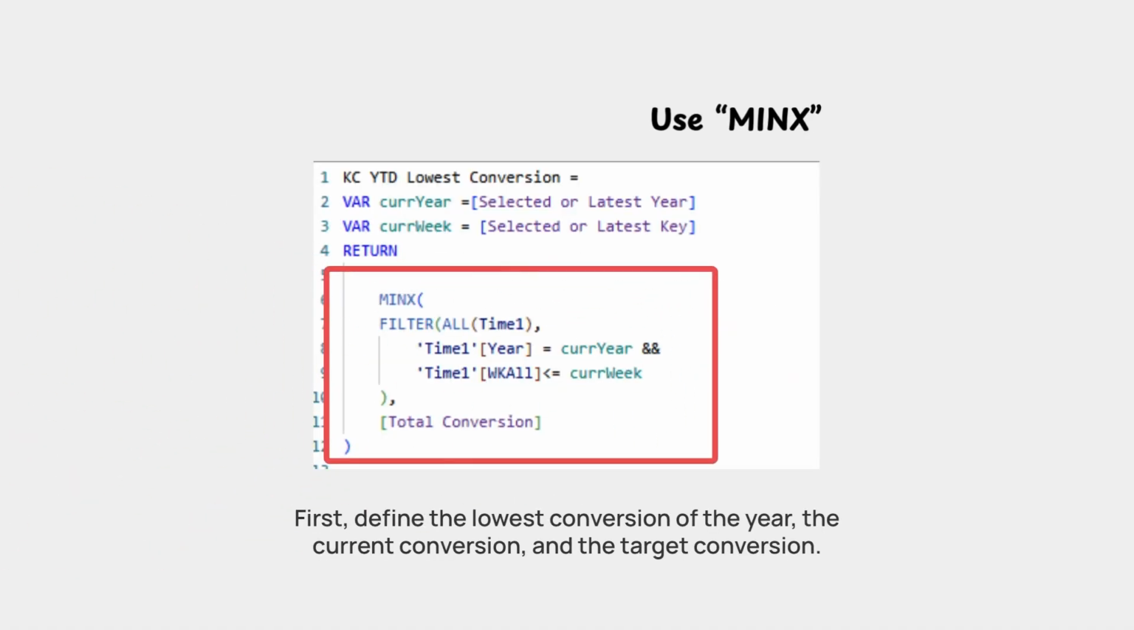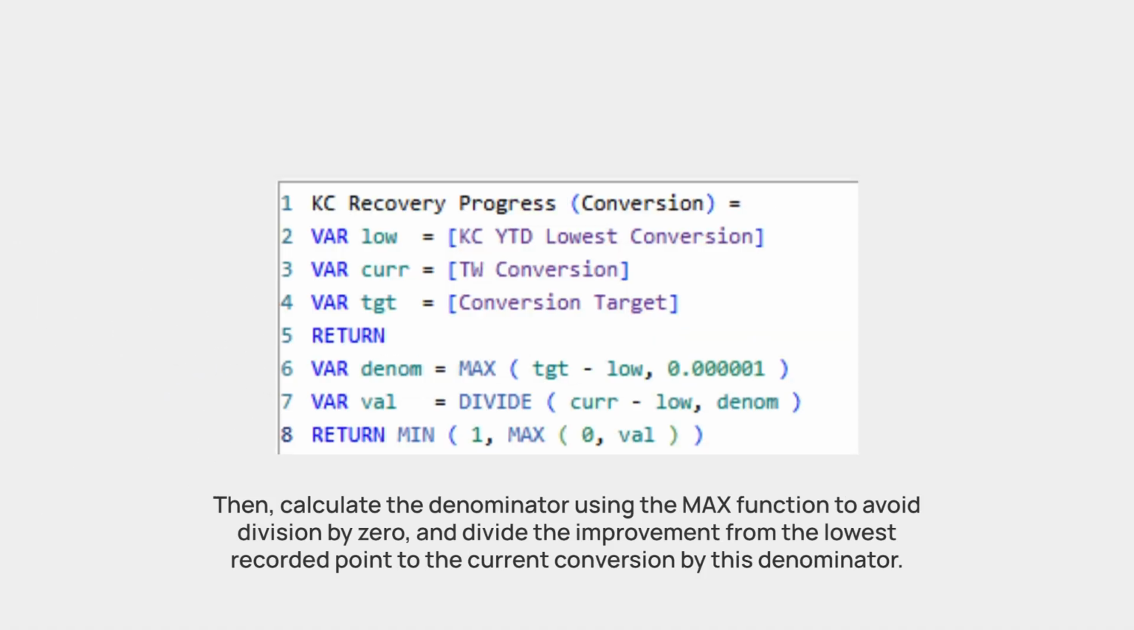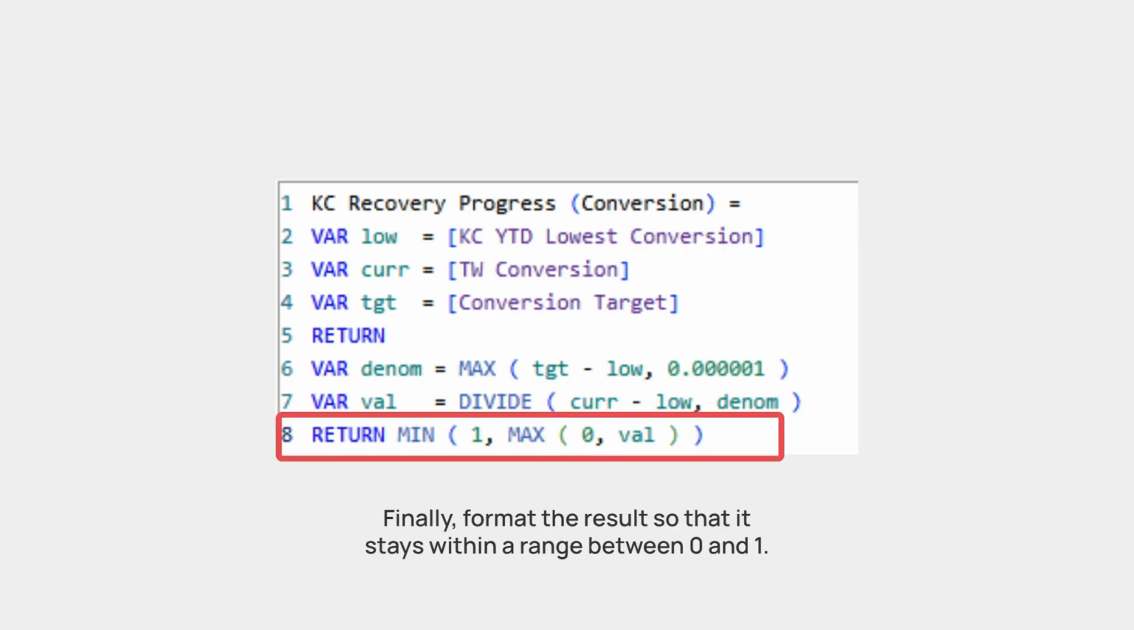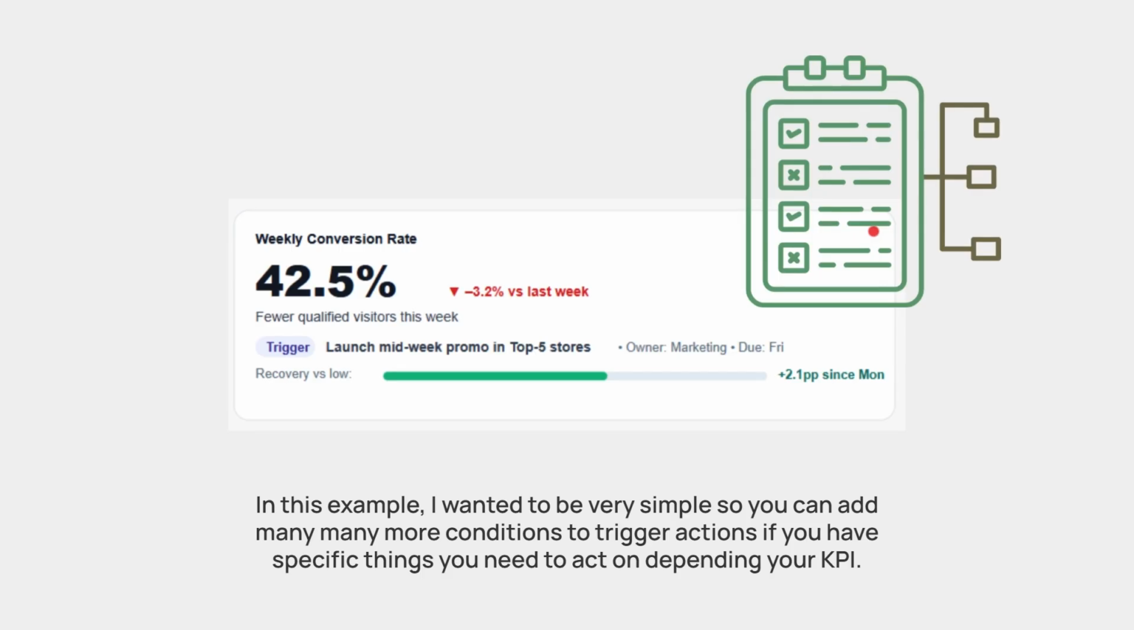First, define the lowest conversion of the year, the current conversion, and the target conversion. Then, calculate the denominator using the max function to avoid division by 0, and divide the improvement from the lowest recorded point to the current conversion by this denominator. Finally, format the result so that it stays within a range between 0 and 1. This is how the KPI card becomes conversational, almost like it's coaching the user. In this example, I want it to be very simple, so you can add many more conditions to trigger actions if you have specific things you need to act on depending on your KPI.